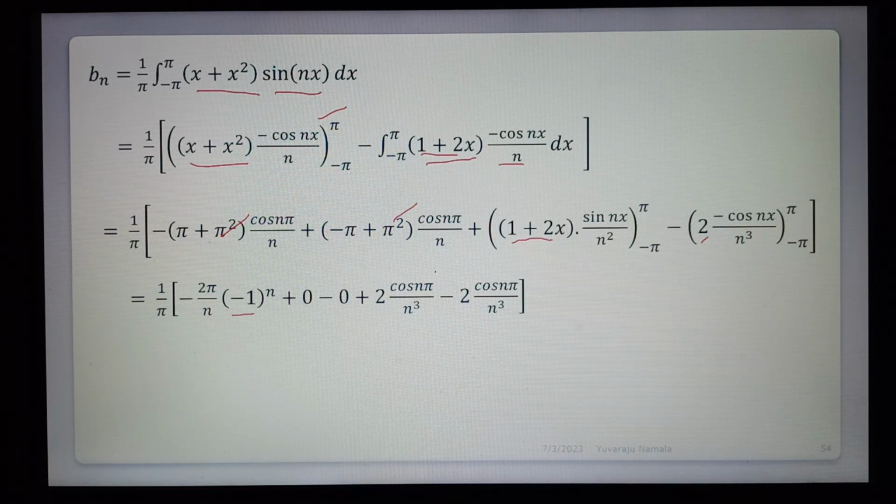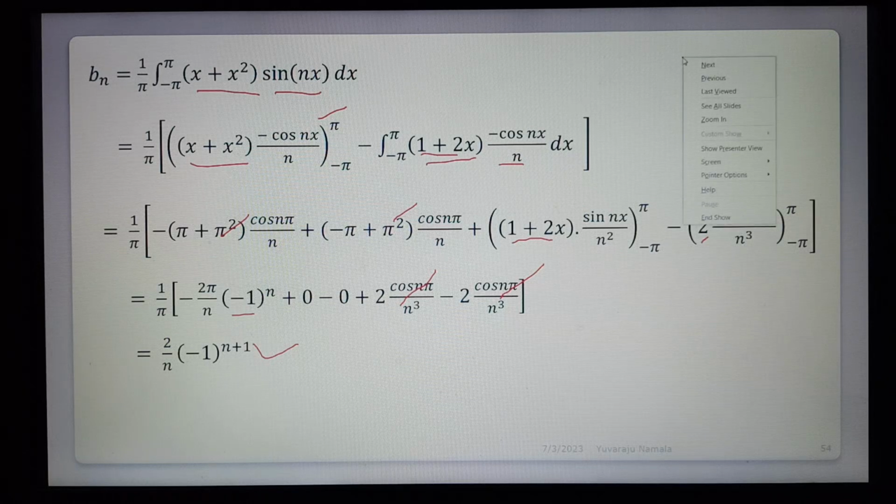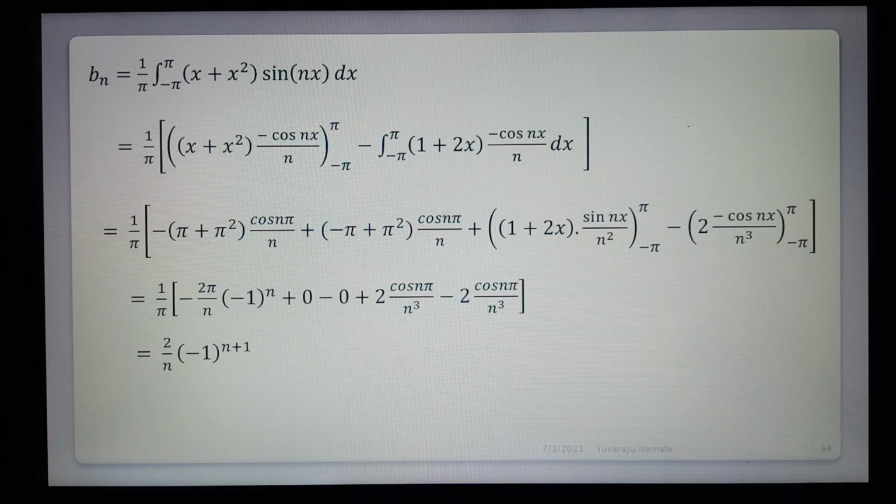This is the cancel, okay, that is equal to, here pi cancel, 2 by n into minus 1 power n plus 1. This is the required bn value. So that is equal to substituting a naught, an, bn in equation 1.